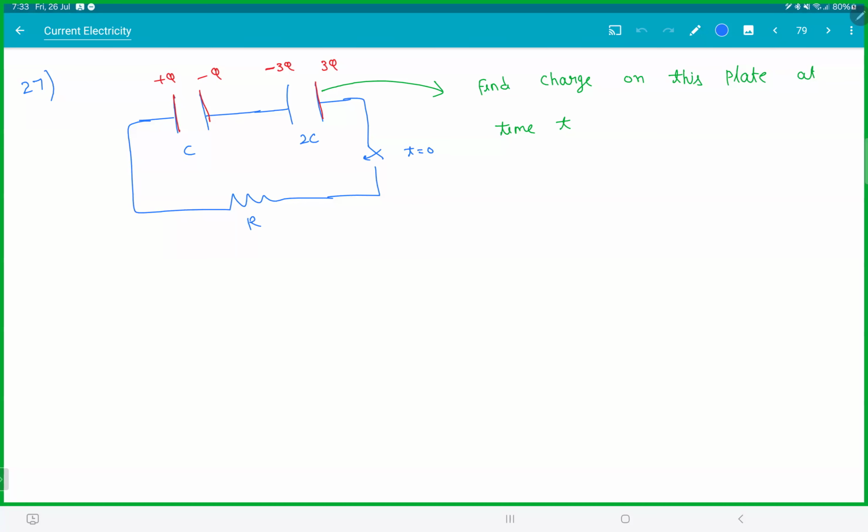What is the answer for this guy? 3q e power minus t by 2RC. Why did you find time, Raisel? I told you to find charge as a function of time, Aryan. You found something else.